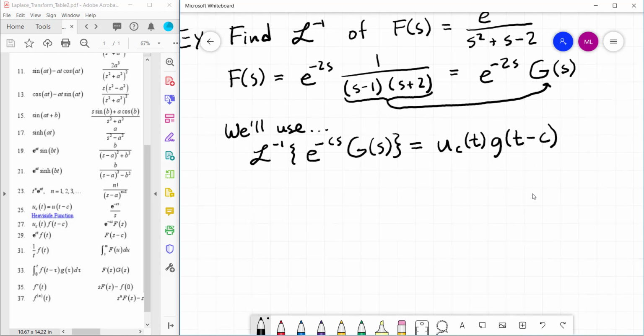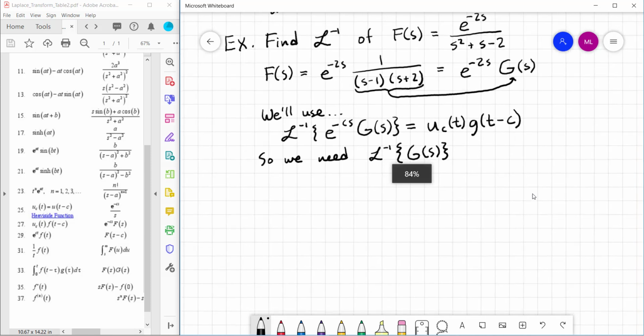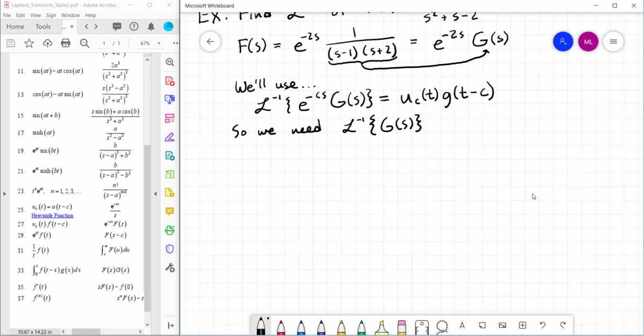So for now, let's just focus on G of s. Basically, we need the inverse transform of just that G of s term to start with. Oops. Let's get my notation correct, do my curly brackets. There we go. So this is what I'm trying to focus on to start with. Okay, so what is that piece going to look like?